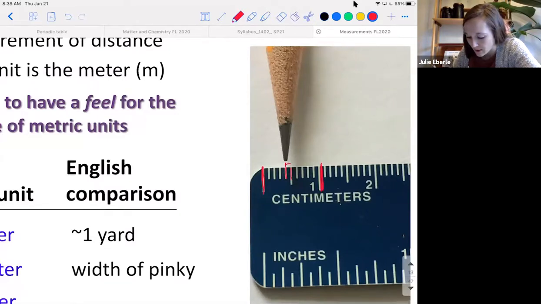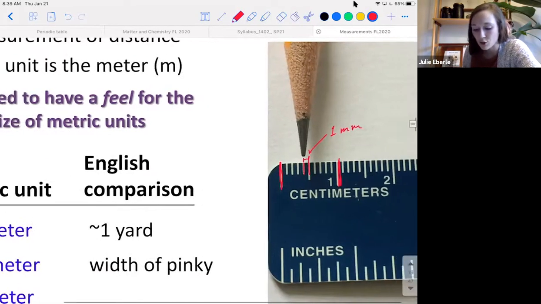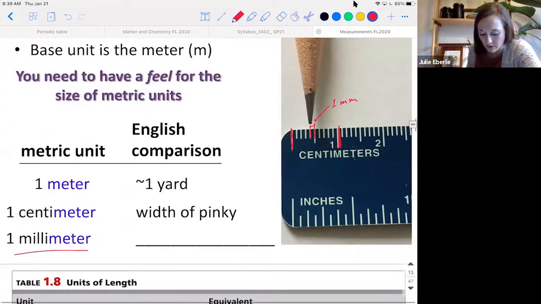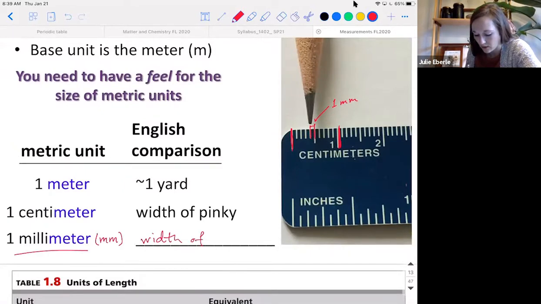So from here to here, this distance right here is 1 millimeter. And we abbreviate millimeter with 2 little m's. If you look, a pencil lead is about the width of a millimeter. 1 millimeter, we abbreviate it mm. So it's the width of pencil lead.